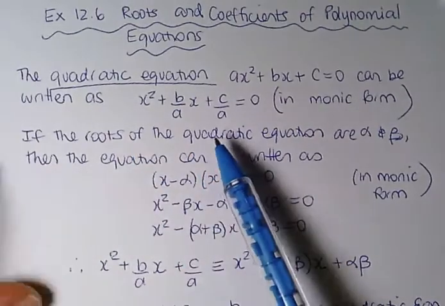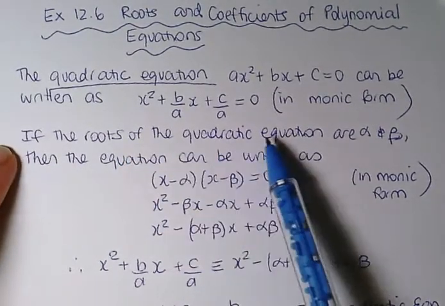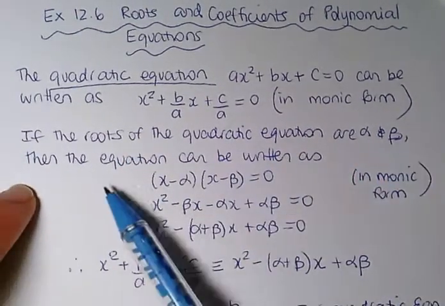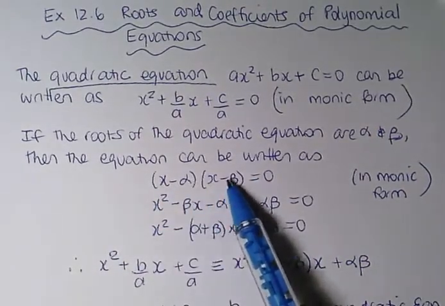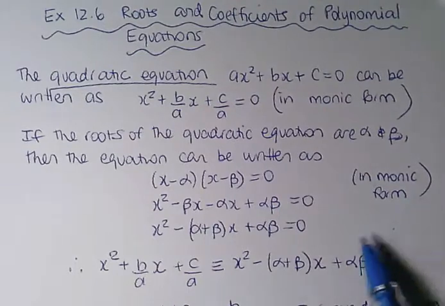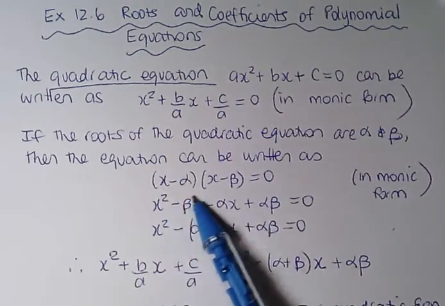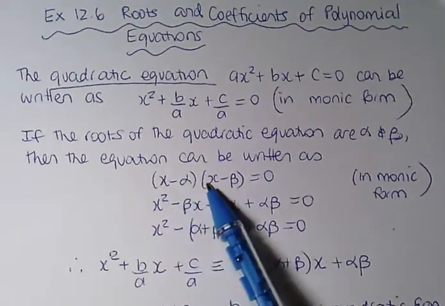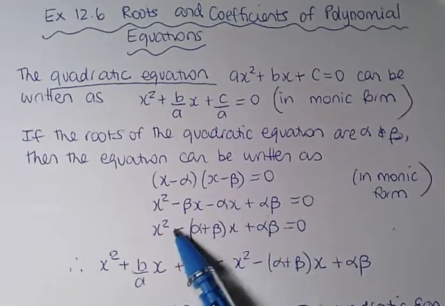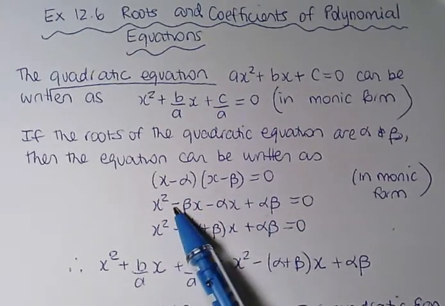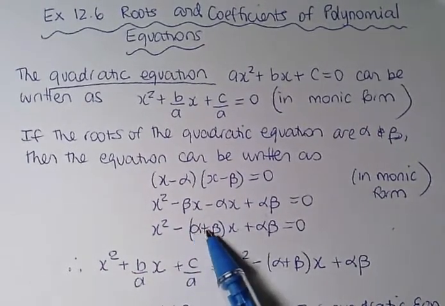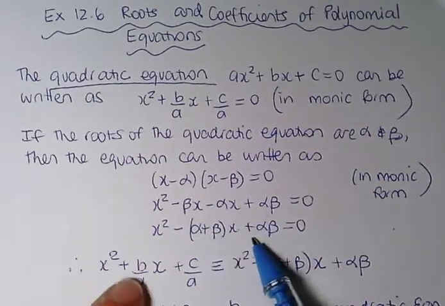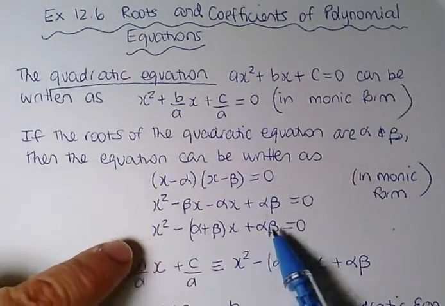So remembering last lesson we said, if the roots of the quadratic equation are alpha and beta, then the equation can be written like this: x minus alpha times x minus beta is 0. This is in monic form. Expanding that, we get x squared minus beta x minus alpha x plus alpha beta is 0. Collecting the like terms and factorizing out the negative x, we've got negative x bracket beta plus alpha, or alpha plus beta. And here we've just got our constant term alpha beta.